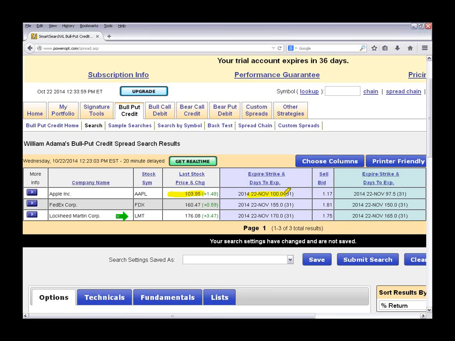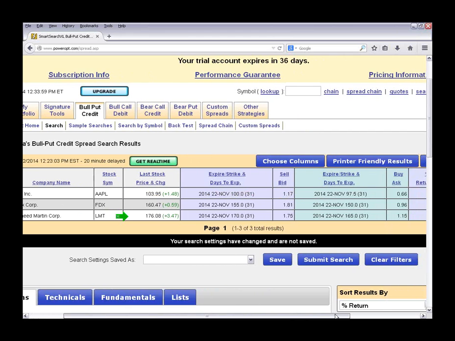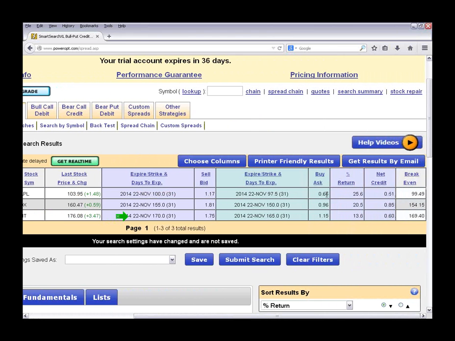We're shown that we could sell the November 100, which is about 117, but at the same time, we're going to be able to buy the November 97.5, let me scroll over here, for 66 cents. This is a 25.6% yield with a 51 cent net credit.